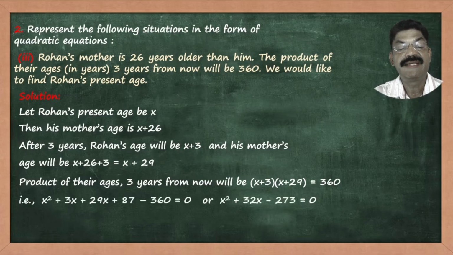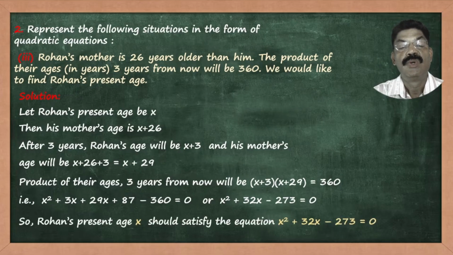So when I multiply, I get x square plus 3x plus 29x plus 87 minus 360 equal to 0. After simplification, I am left with x square plus 32x minus 273 equal to 0. Therefore, Rohan's age x will satisfy this quadratic equation x square plus 32x minus 273 equal to 0.